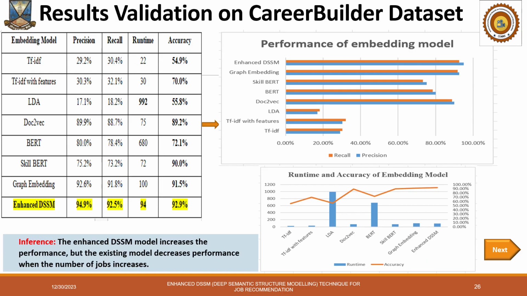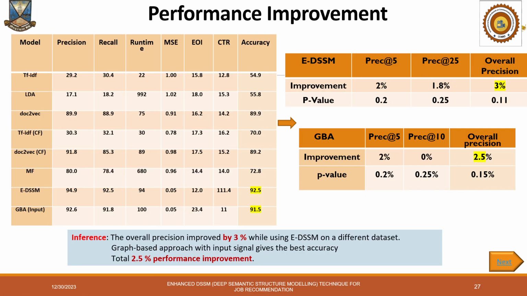We also validate our result on the CareerBuilder data set. That data set size is already discussed here. We observe the enhanced DSSM model gives 94.9% precision, 92.5% recall, 94% runtime and 92.9% accuracy. As we observe, this increases the performance, but the existing job model decreases performance when the number of jobs increases. So this is a viable solution.